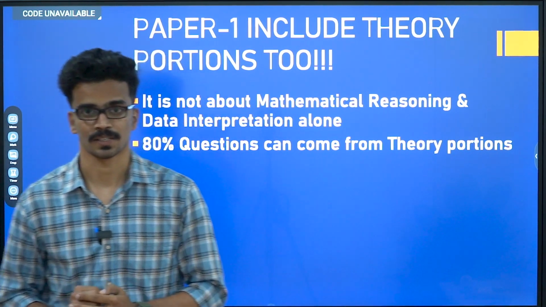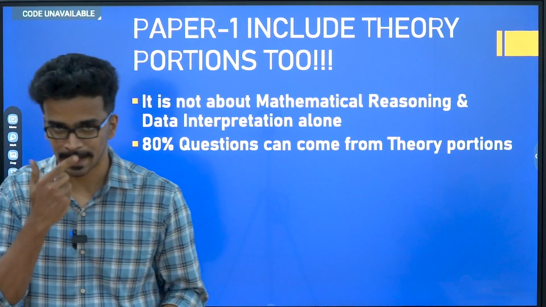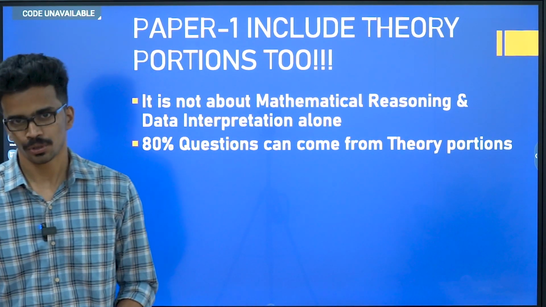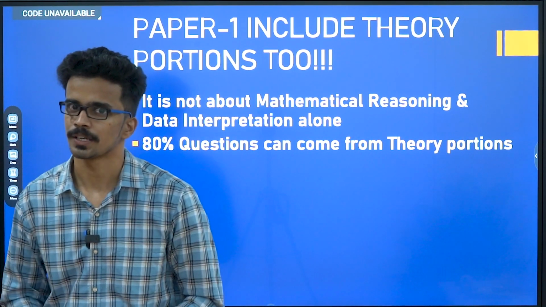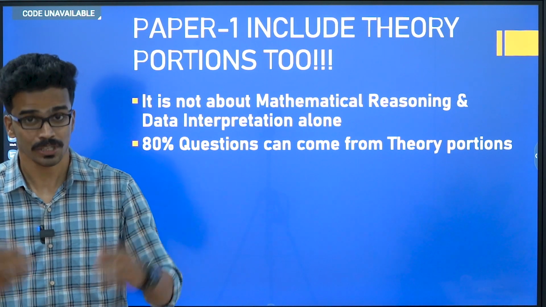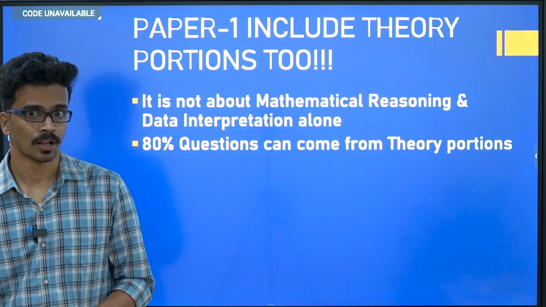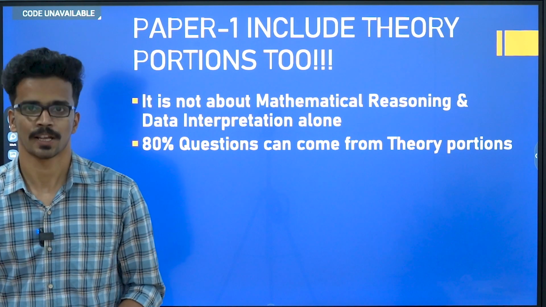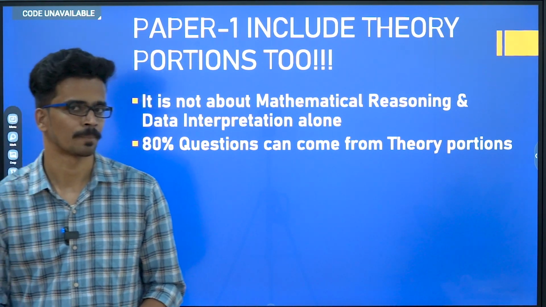80% of the questions in NTA UGC NET comes from theory portions alone. You know the mark distribution of the NTA UGC NET Paper 1 syllabus. In the question paper you see how the marks are divided: 10 marks for each unit, as you know. We have 10 units as well.